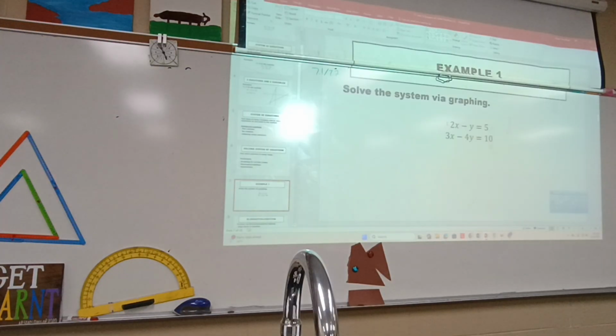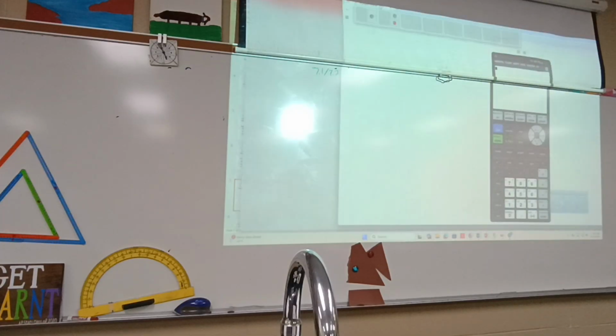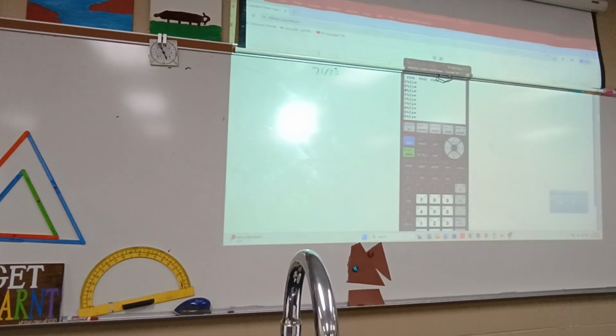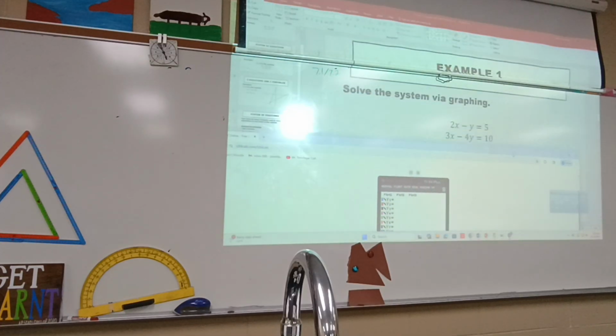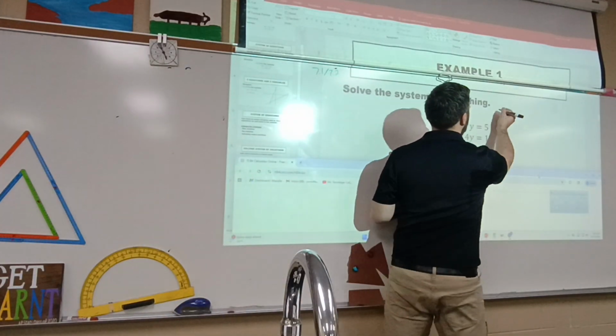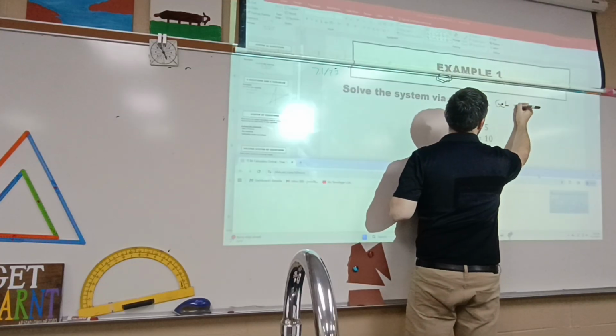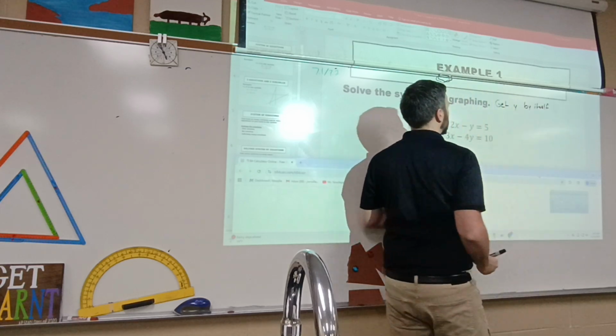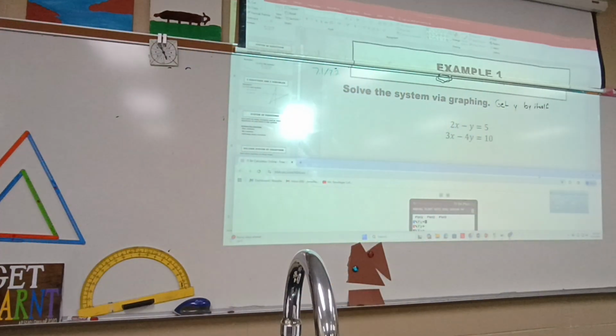Now on that calculator, can you plug in an equation with x and y right away? When I hit that y equals button, do I have a way to plug in a y and x on the same side? No. Nope. So what am I going to have to do first? To graph these, you need to get y by itself. Once y is by itself, can you graph them?